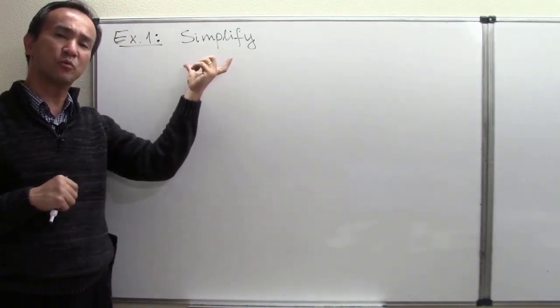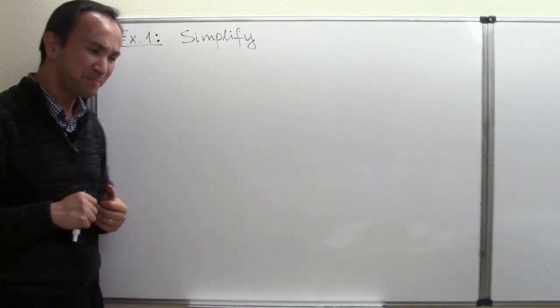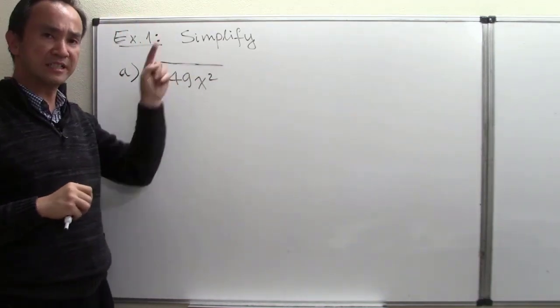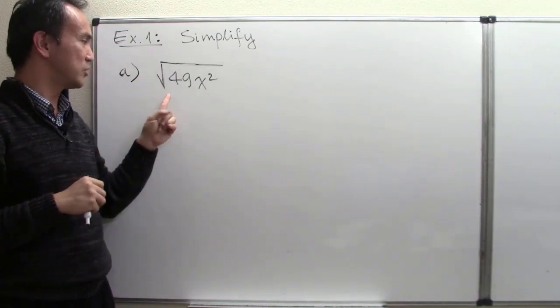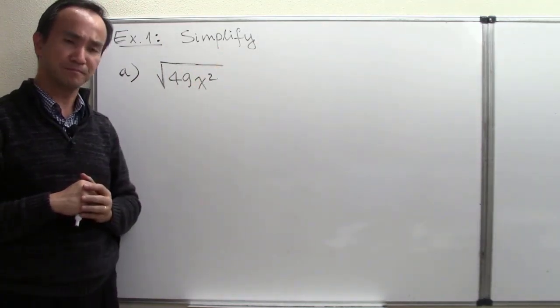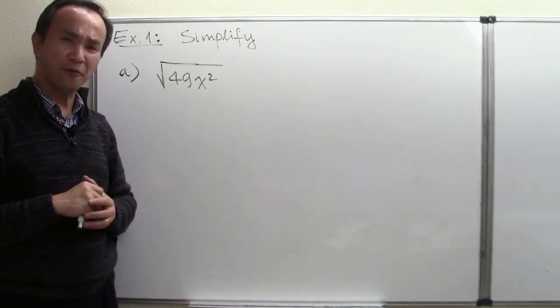So here in example 1, I want to introduce a kind of problem where we're asked to simplify. The first problem in example 1 asks us to simplify the square root of 49x squared.